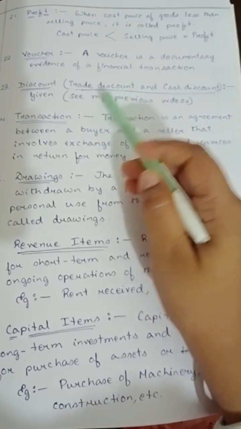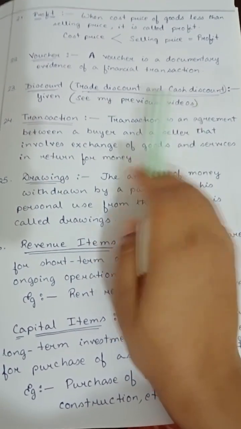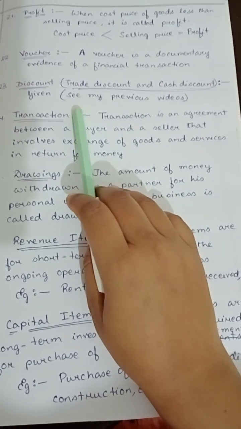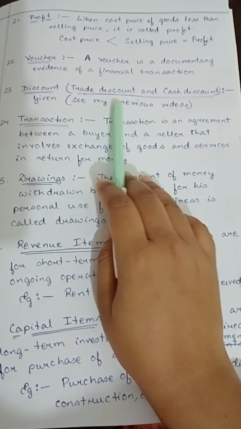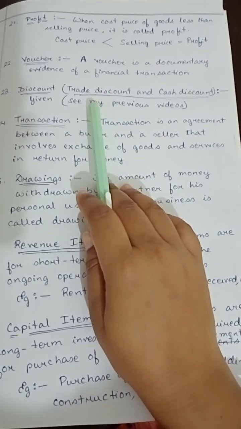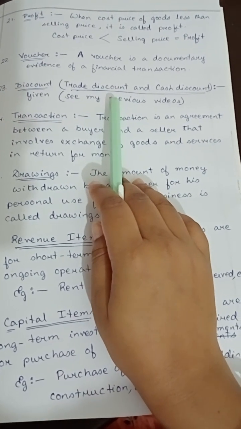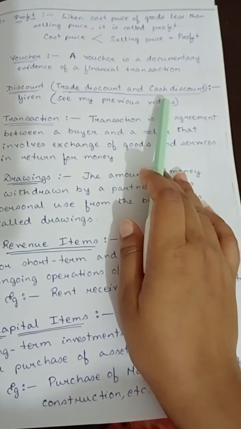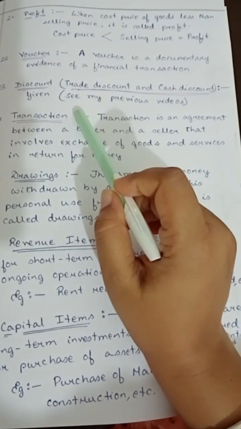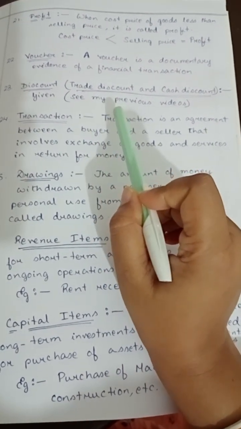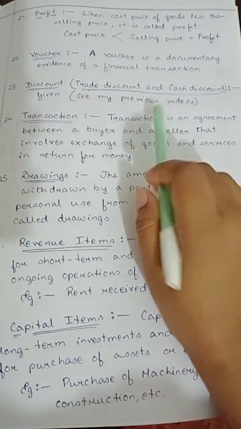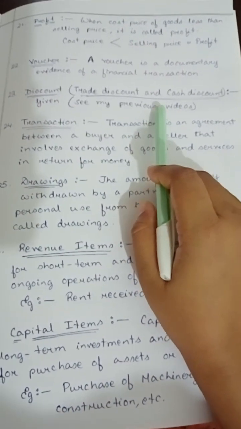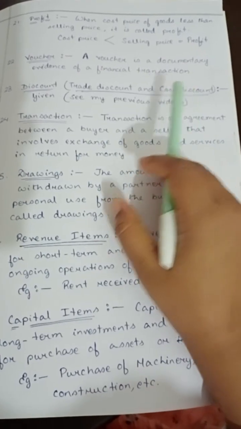Whenever a financial transaction takes place in a business, voucher stands as a documentary evidence for receipt and payment of money. Discount, trade discount and cash discount, you can check out my previous videos. There I have very elaborately explained what is a trade discount and cash discount. Trade discount means it is allowed on the list price of the goods sold, list price or catalog price. And cash discount means it is allowed to the customers by the suppliers.